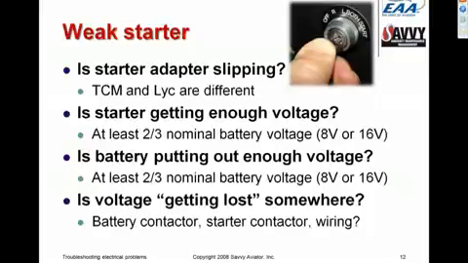If the battery is putting out enough voltage, but the starter isn't getting it, then the voltage is getting lost somewhere between the battery and the starter, and we have to check the components in between, which are typically the battery contactor, starter contactor, and various crimp connectors at the end of the big heavy starter wiring.